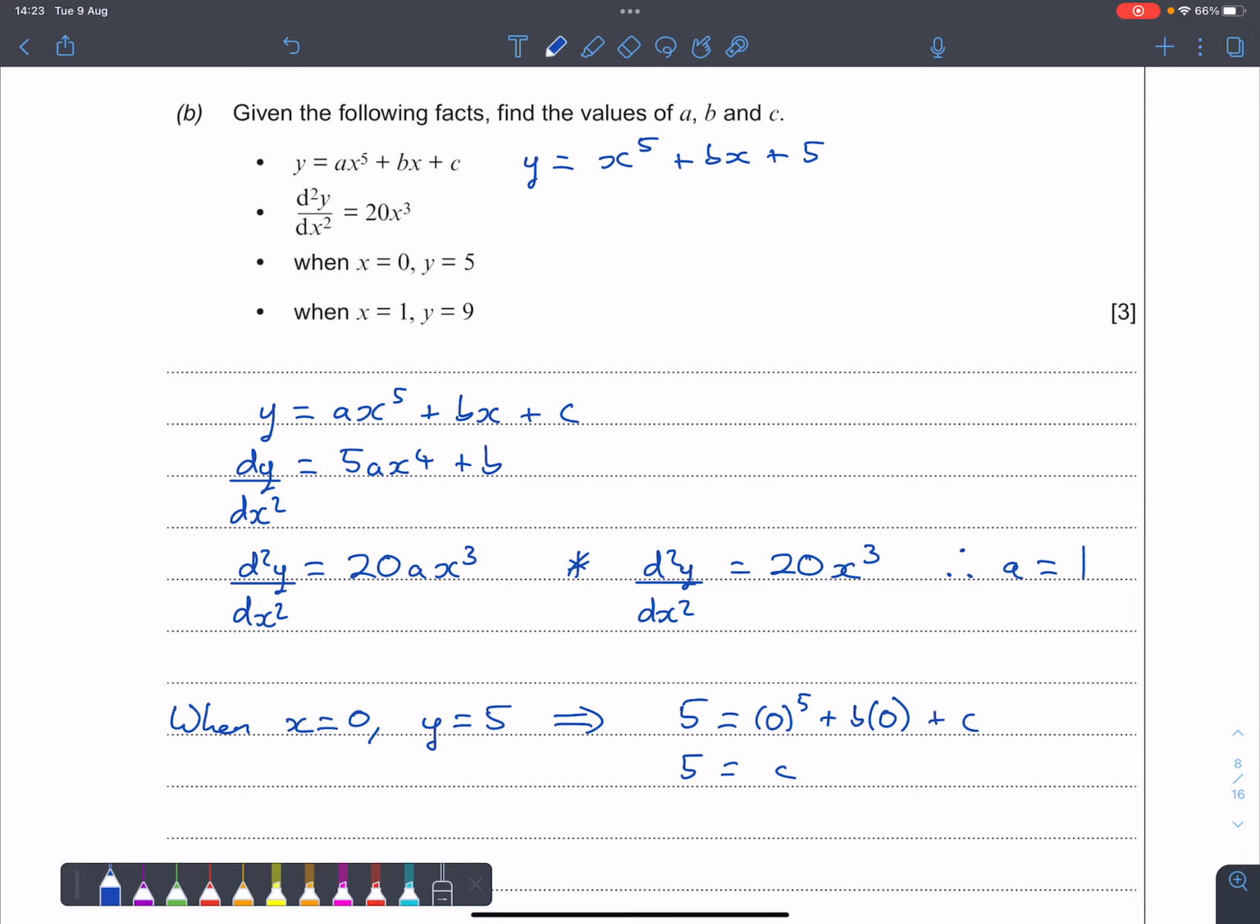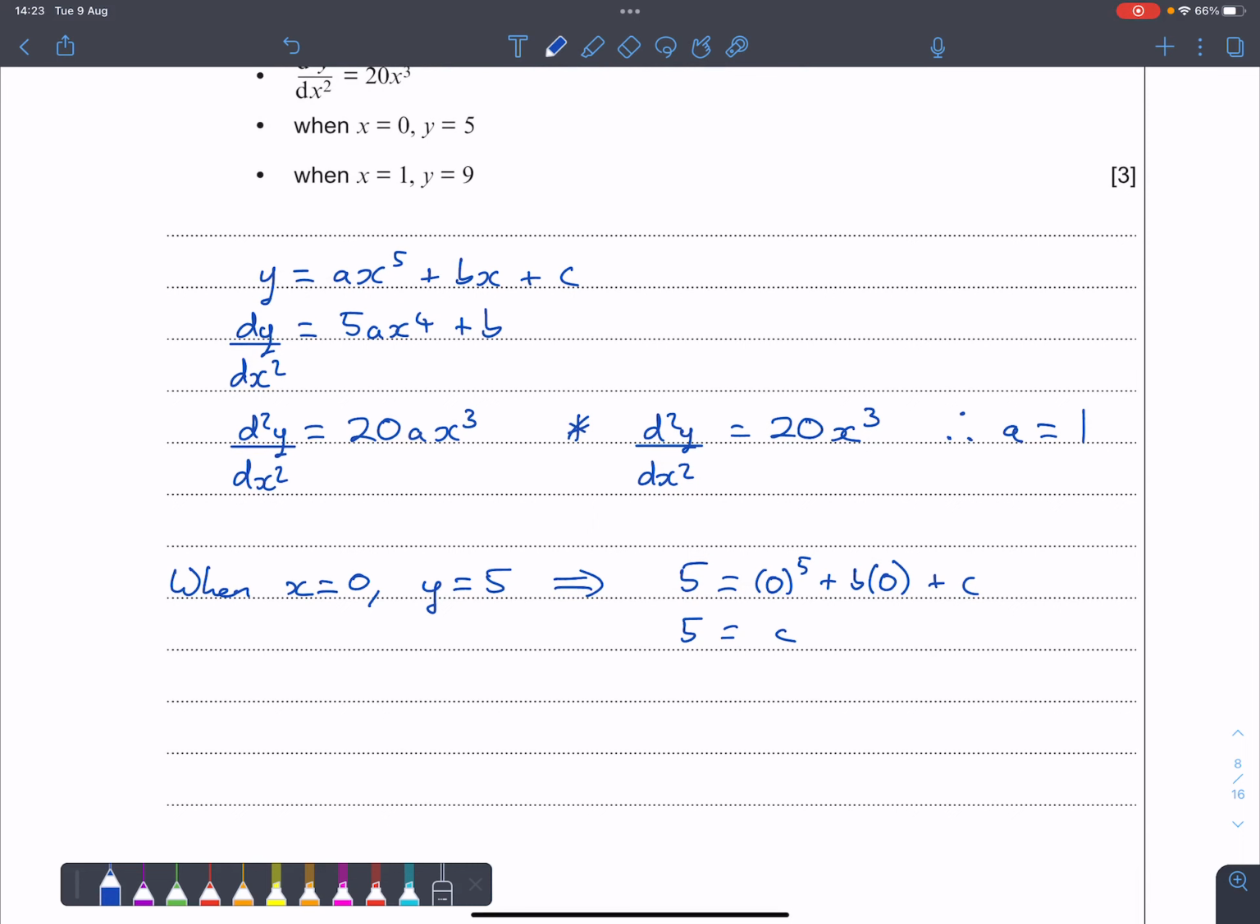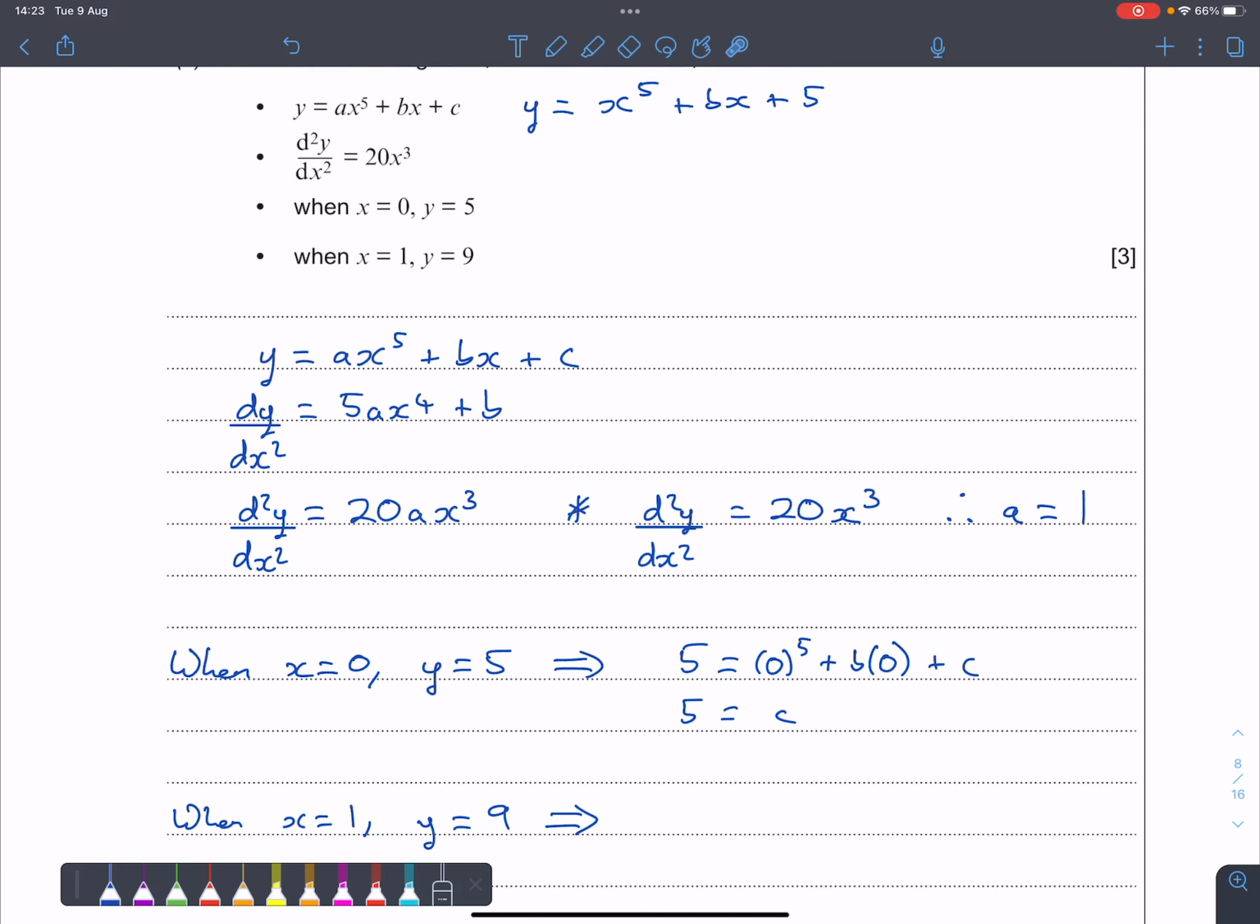Okay, and the last thing I'll need to do is to use my last little piece of information that says when x is 1, y is 9. So I'm going to make my same substitution into this, where I now know this extra bit of information. So in this case, my y is going to be 9. So I'm going to have 9 equals, and my x is going to be 1. So I get 1 to the 5 plus b lots of 1. Instead of plus c, I know what c is now, so that's plus 5.